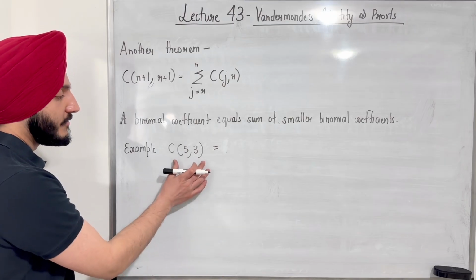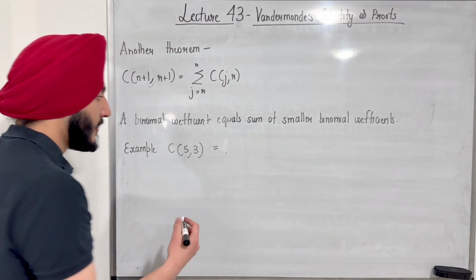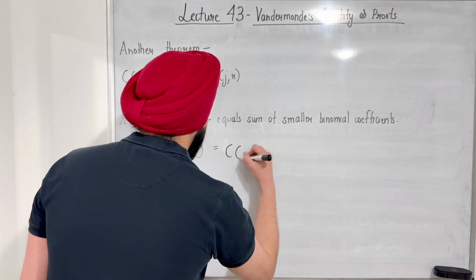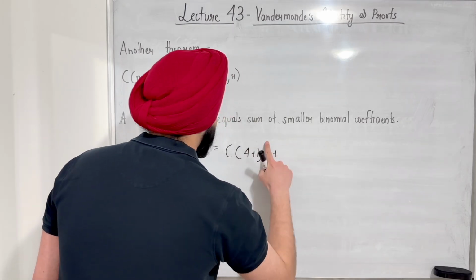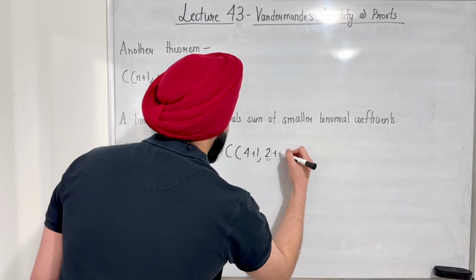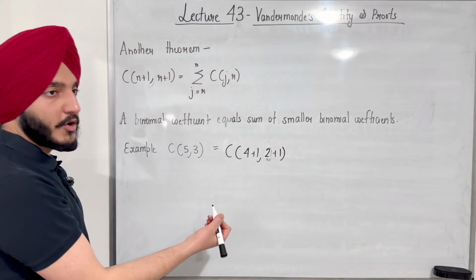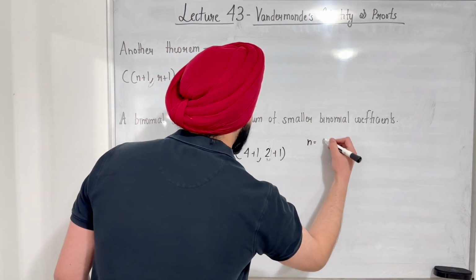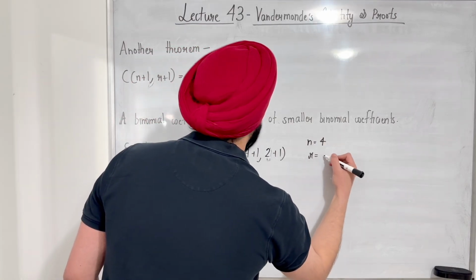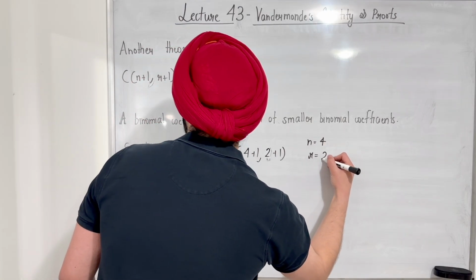Let's say you want to solve C(5, 3). How do we solve it? I can write this as C(4+1, 2+1). So according to this formula, I can say n is equal to 4 and r is equal to 2.